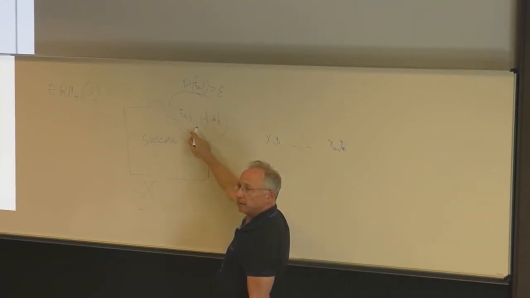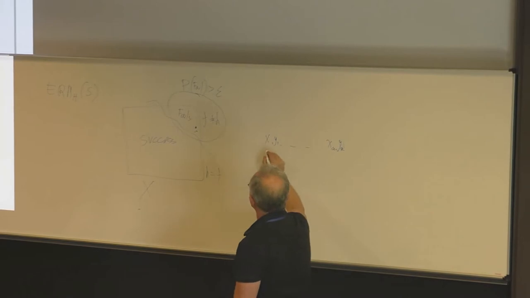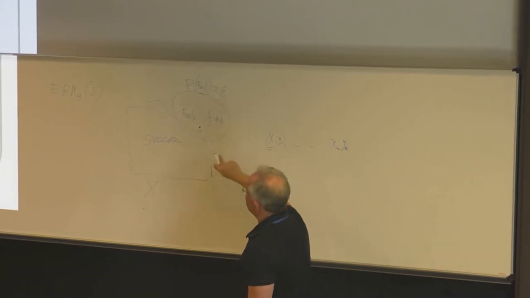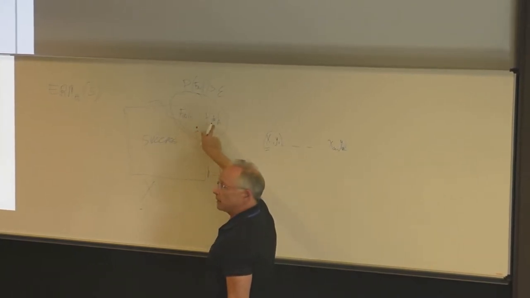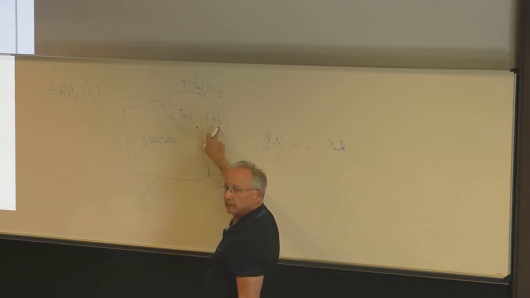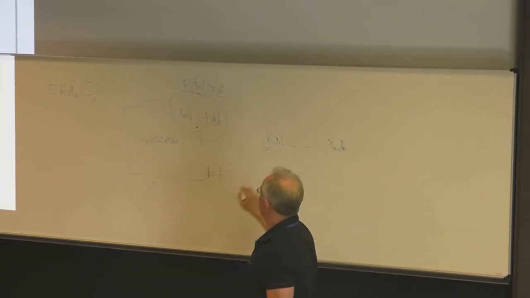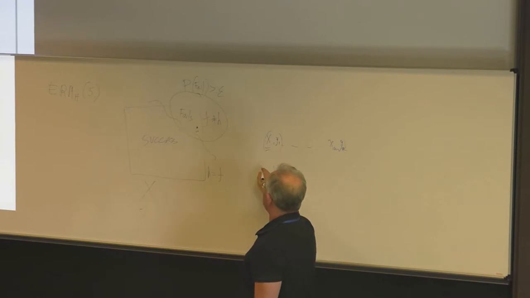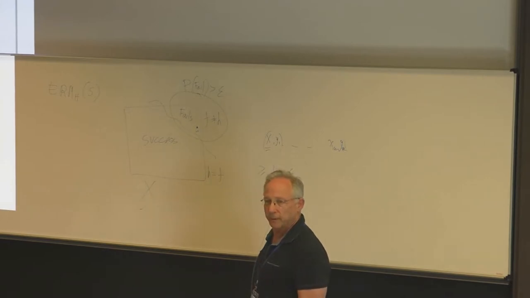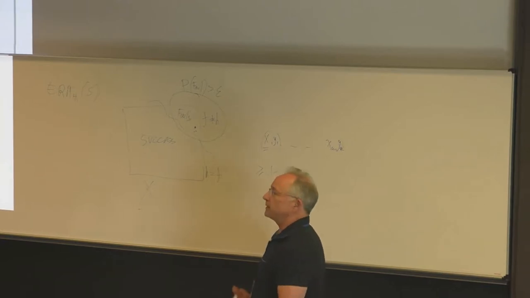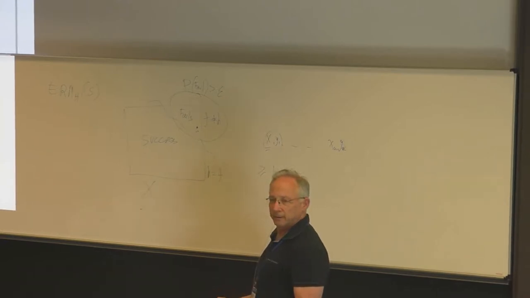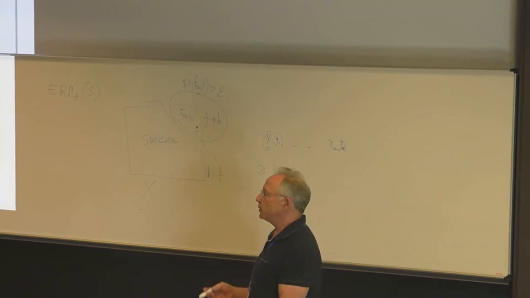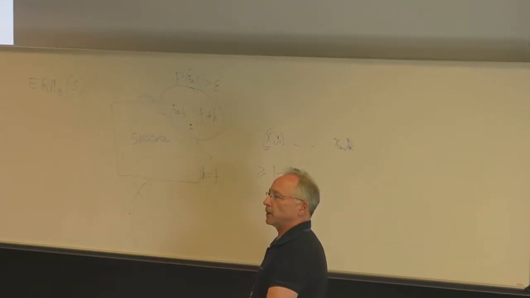So what is the probability that the first point will not be in this area? What is the probability that my first point X1 will not be in the area that indicates that my H is bad? It's 1 minus epsilon, right? At least 1 minus epsilon. That's the probability that the first point will not show me that I'm doing badly. What is the probability the second point will not show me? It's again 1 minus epsilon. And I assume that those points are independent of each other.